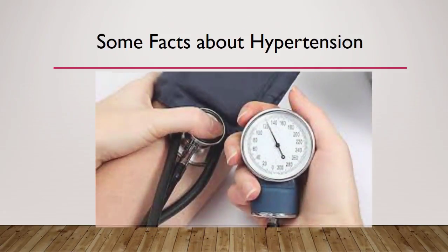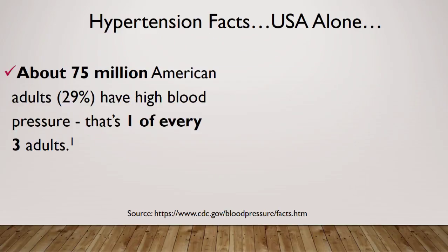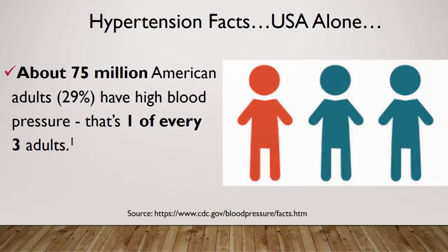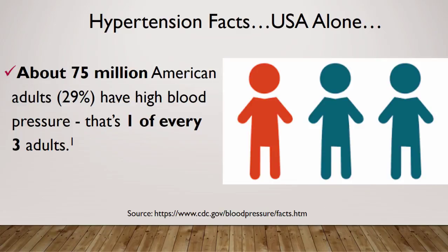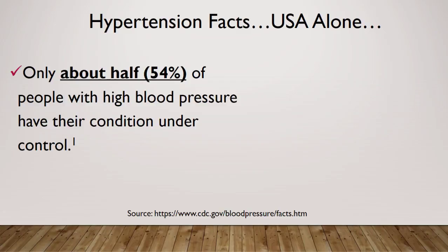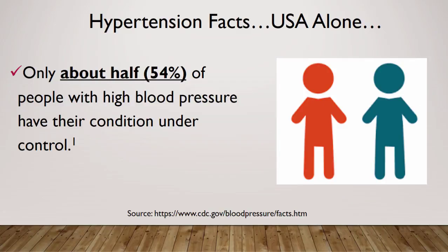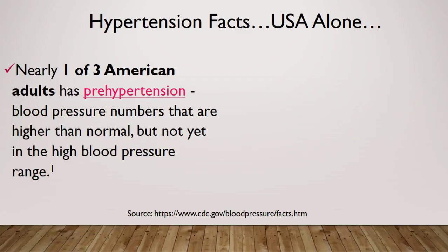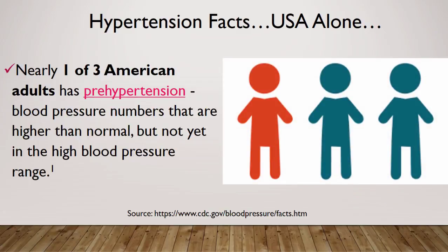I am sharing some facts about hypertension. In the United States alone, there are about 75 million adults who have high blood pressure. That means 1 out of every 3 adults have high blood pressure. And of all those who have hypertension, only about 54% are able to manage it properly. In the population that is not hypertensive, about 1 out of every 3 American adults have pre-hypertension. It means that they have a probability of having hypertension sooner or later.